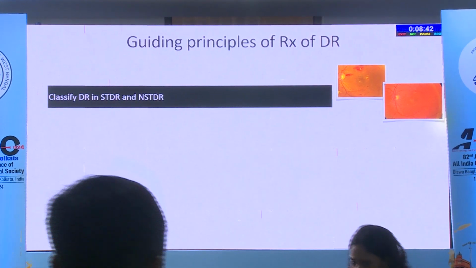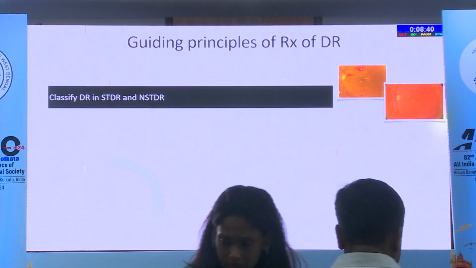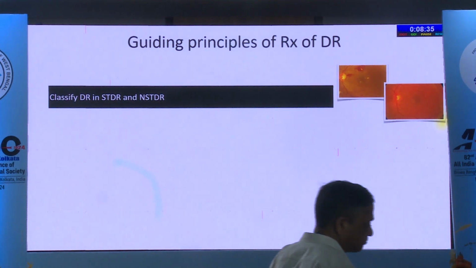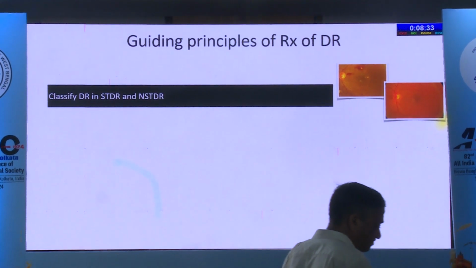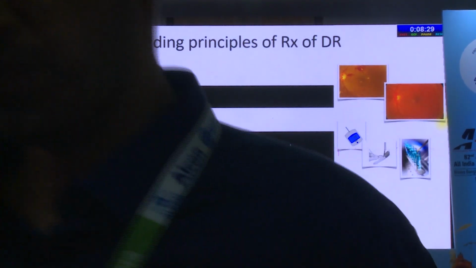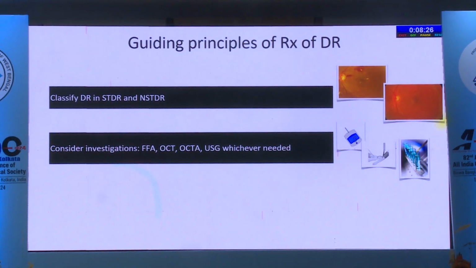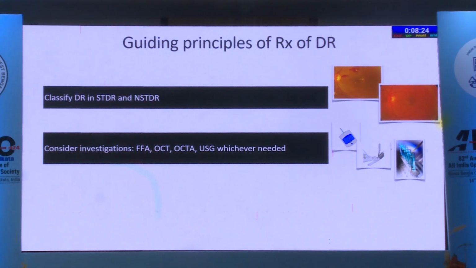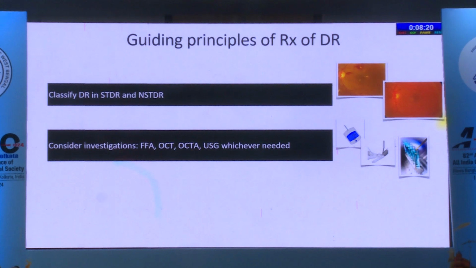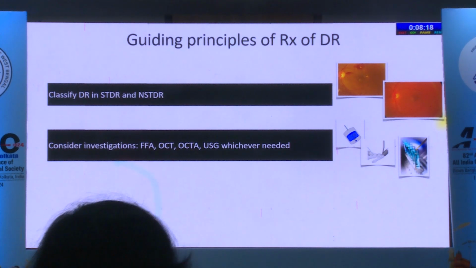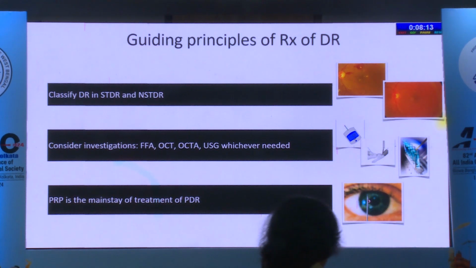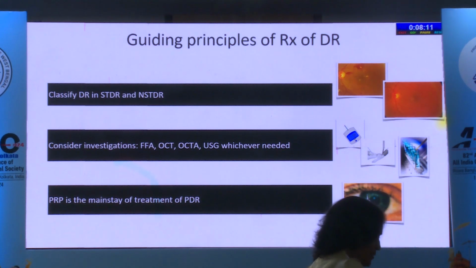What is non-sight-threatening? Anything less than moderate is non-sight-threatening. Severe NPDR, PDR, and macular edema come under sight-threatening diabetic retinopathy. You consider doing investigations, sometimes fundus fluorescein angiogram, OCT, OCTA, ultrasound, wide field imaging, whichever is needed. And for proliferative disease, PRP is the mainstay of treatment.